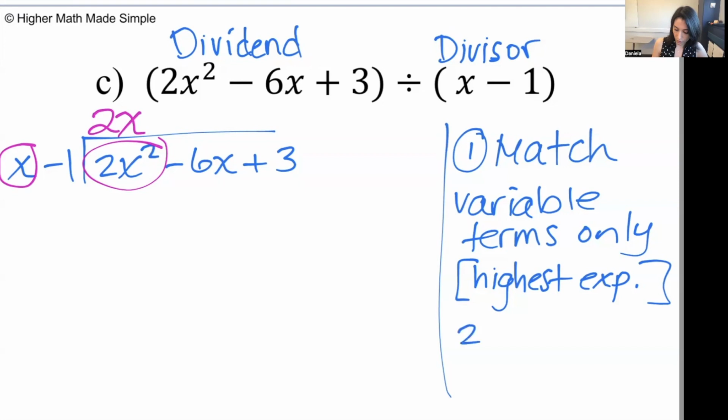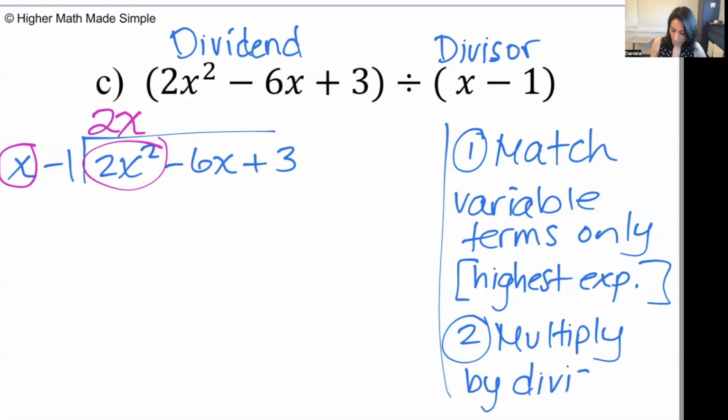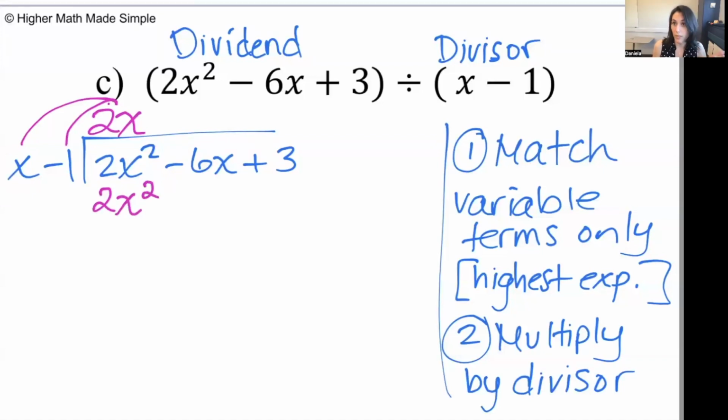So after you have matched those terms, now it's time you're going to multiply. You're going to multiply whatever you've matched, so that 2x at the top, by the entire divisor, okay? Now remember, the divisor is a binomial, so please don't forget you should be always doing the distributive property, right? So we're looking to distribute the 2x to the x and to the -1, right? As I said before, you're multiplying it by the entire divisor. So 2x times x is 2x squared, right? We needed to match them, so that makes sense. And then 2x times -1 is going to give me a minus 2x.